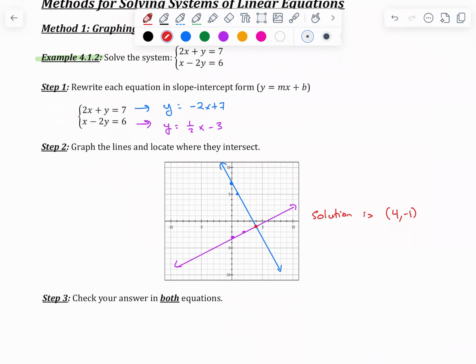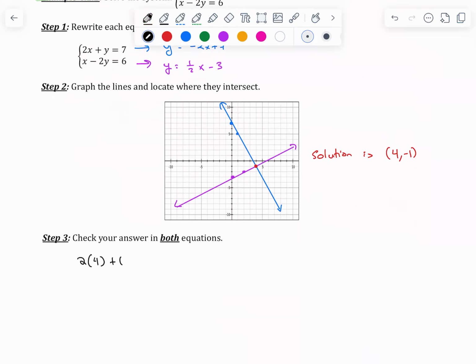Now, step 3, especially since we're drawing this by hand, we better be dang certain that it's the correct answer. So we'll check it in both. I'll plug it into the first one: 2 times 4 plus -1. Does that equal 7? Yes, it does. And then 4 minus 2 times -1, does that equal 6? Yes, it does. So this is a solution.